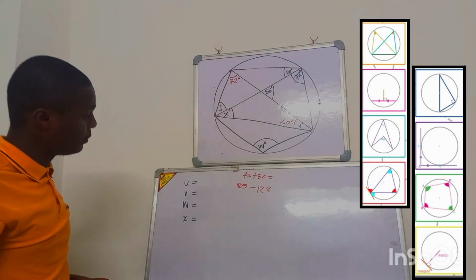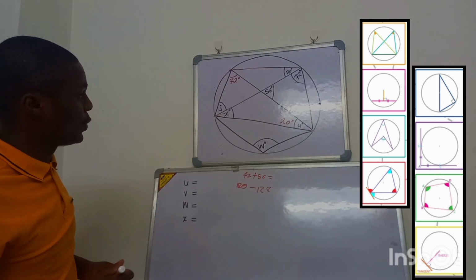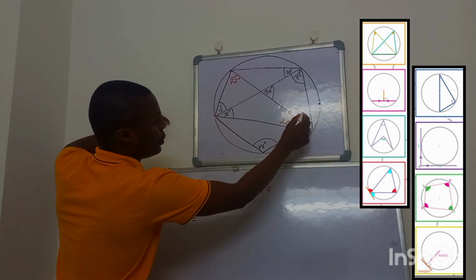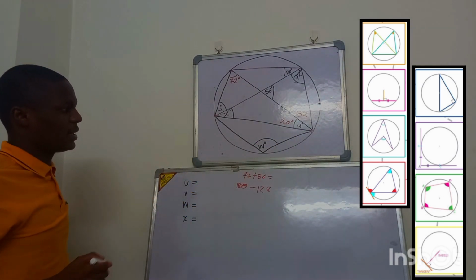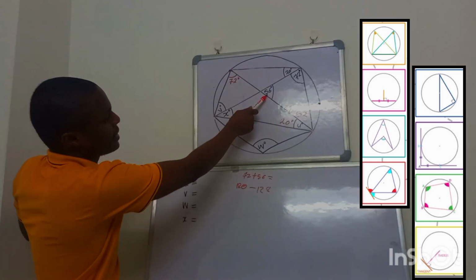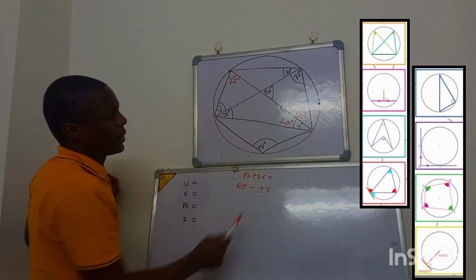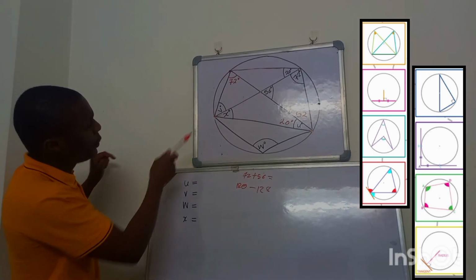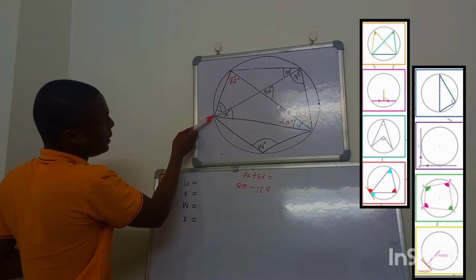So 180 minus 128, it will give us, I think it's 52. So that if we say 72 plus 56 plus 52, we're going to get 180. Okay, now we are done with this chord.